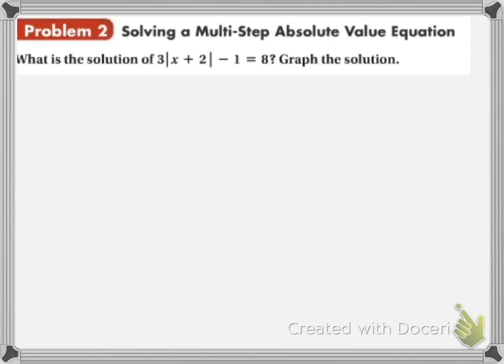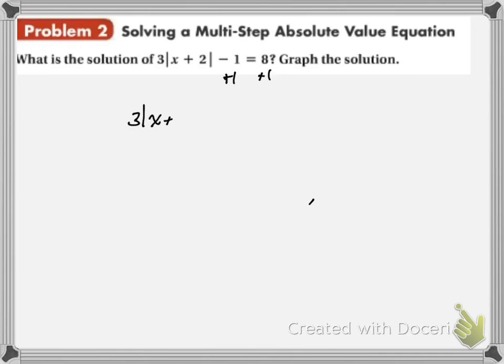Problem 2 is solving a multi-step absolute value equation. What's the solution of the absolute value of 3x plus 2, minus 1, equals 8? When you're doing this, you got to make sure that you get the absolute value by itself first. You can't set this equal to 8 and negative 8 together. You got to get the absolute value by itself. So add 1 to both sides first. Again, reverse order of operations.